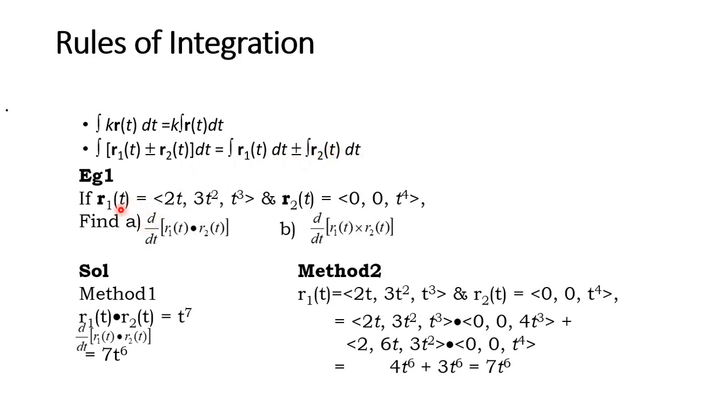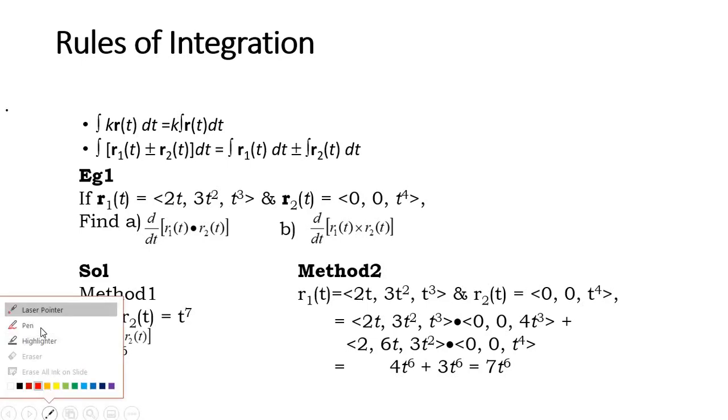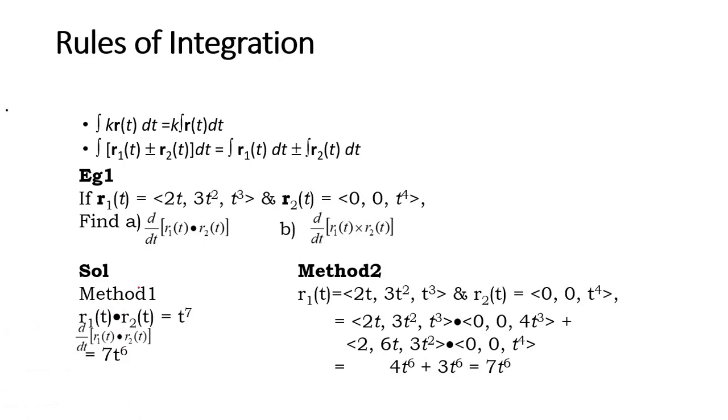Example 1. If r1(t) equals <2t, 3t squared, t cubed> and r2(t) is <0, t to the power 4, pi>, find d/dt of the dot product of r1 and r2(t), and d/dt of the cross product of r1 and r2(t). The first method is that you find the product first, then differentiate.